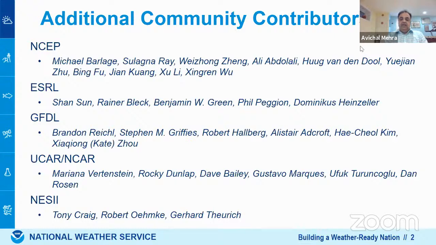We have folks at GFDL who are also involved, especially on the ocean and waves components, as well as sea ice. UCAR and NCAR folks have joined hands with us, especially on the infrastructure side. They're contributing their ESMF expertise, and as part of the NOAA NCAR MOA, working on common infrastructure components of UFS. And of course, folks at NESII who are the resident ESMF experts and give us a hand when needed to help us move along.